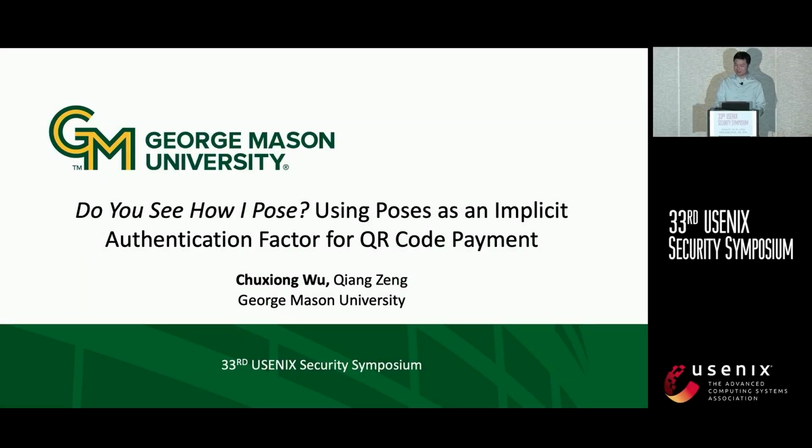Hello everyone, my name is Chuxiong, and I'm a PhD student at George Mason University. Today I will talk about our work: Do You See How I Pose? Using Poses as an Implicit Authentication Factor for QR Code Payment.